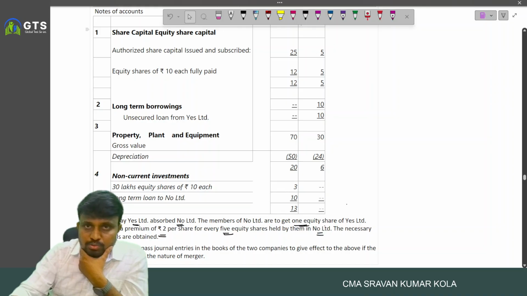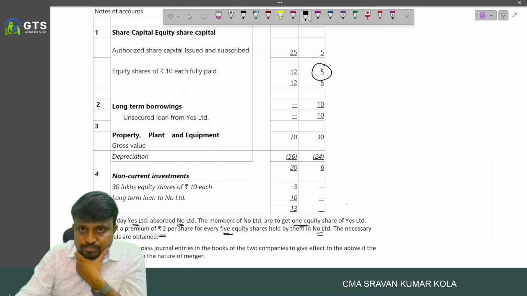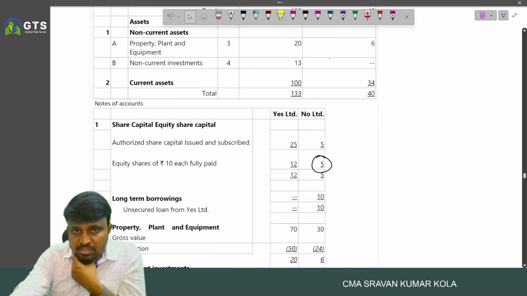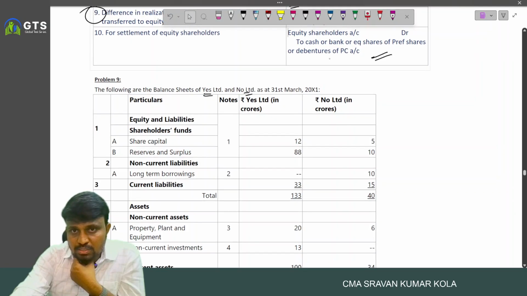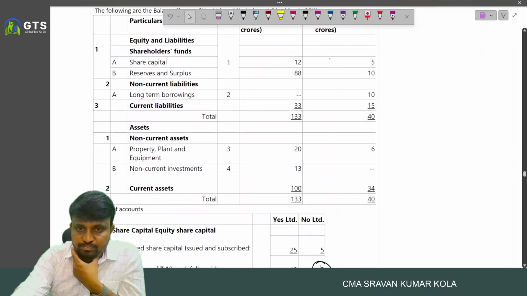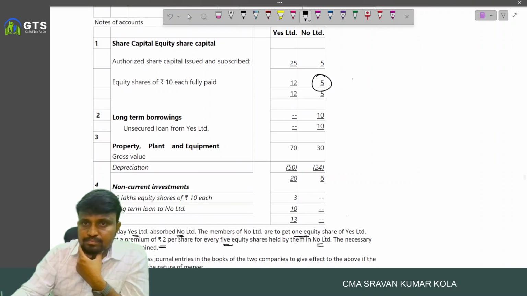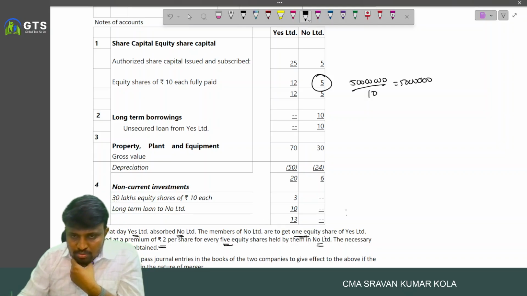What are the equity shares of No Limited? 5 crore. So the amount is given in terms of what? 5 crore by 10, which is 50 lakh. So 50 lakh equity shares are there in No Limited.